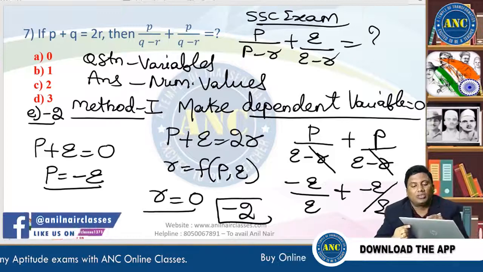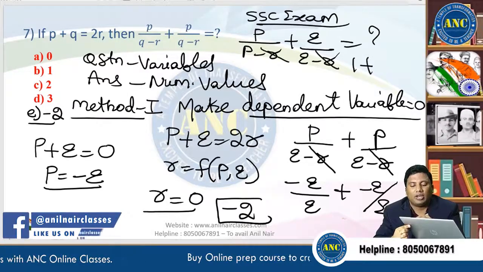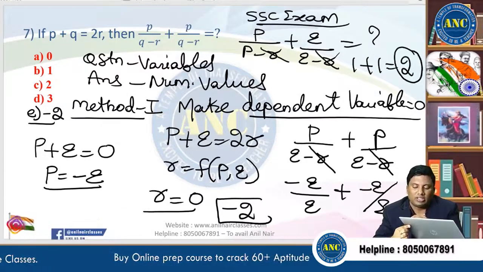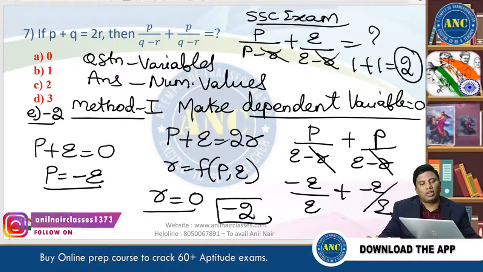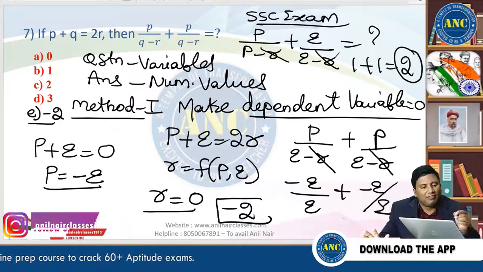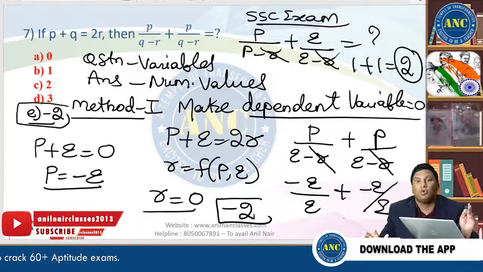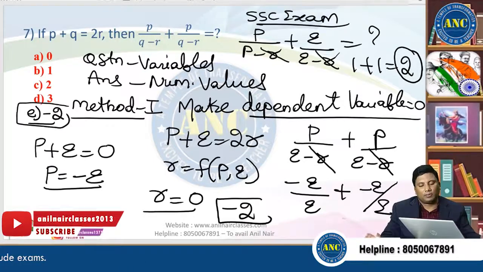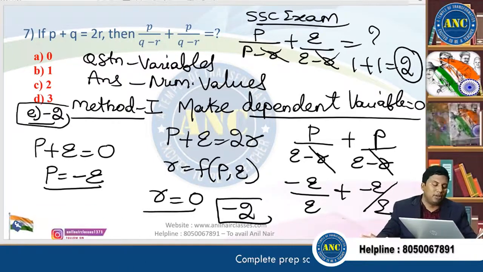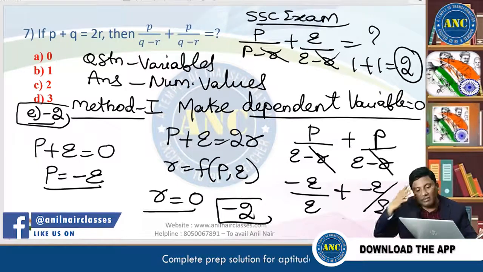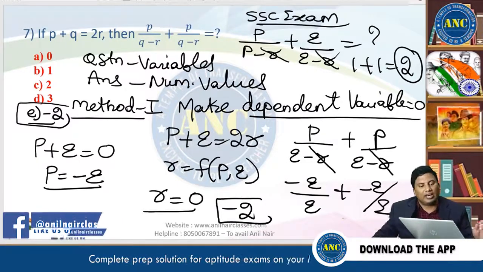For this question, what will be the answer? Make R value 0. P by P is 1, Q by Q is 1. 1 plus 1 is 2. I hope the idea is clear. For the changed question the answer is minus 2, which is not there in the answer options. Make dependent variable 0. Seventh one clear, right? Eighth one.